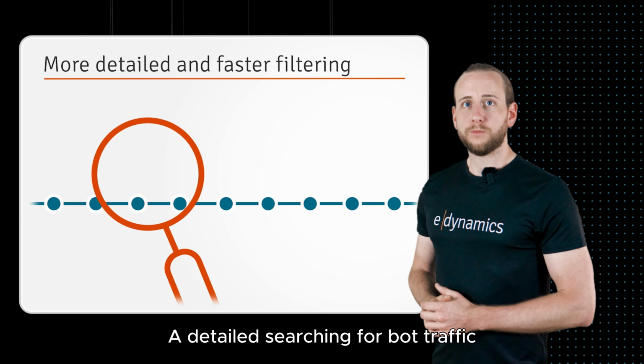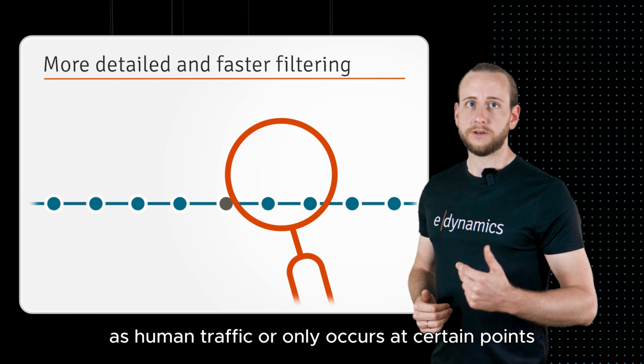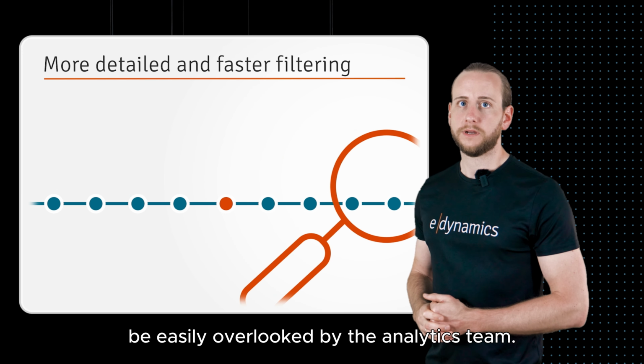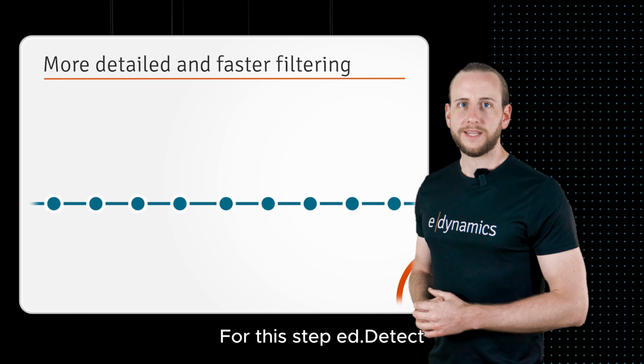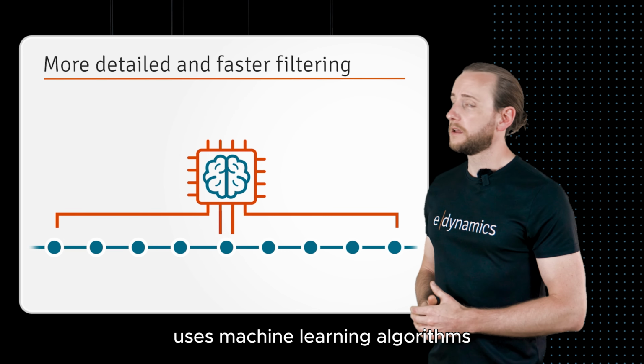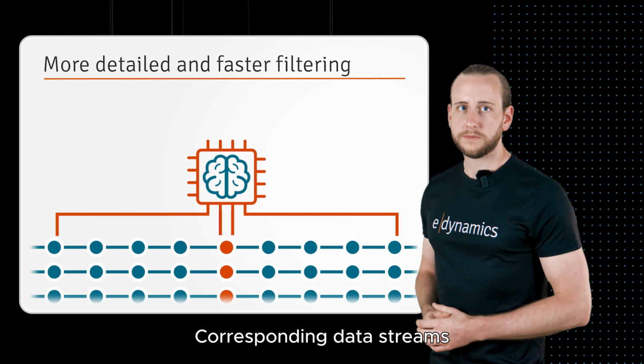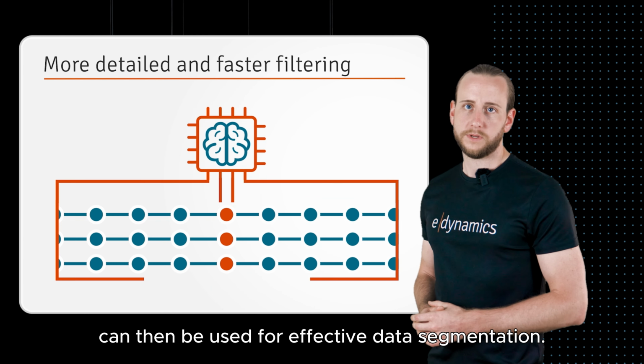A detailed searching for bot traffic, which is well masked as human traffic or only occurs at certain points, can therefore be easily overlooked by the analytics team. For this step, ed.Detect uses machine learning algorithms to identify non-human behavior. Corresponding data streams can then be used for effective data segmentation.